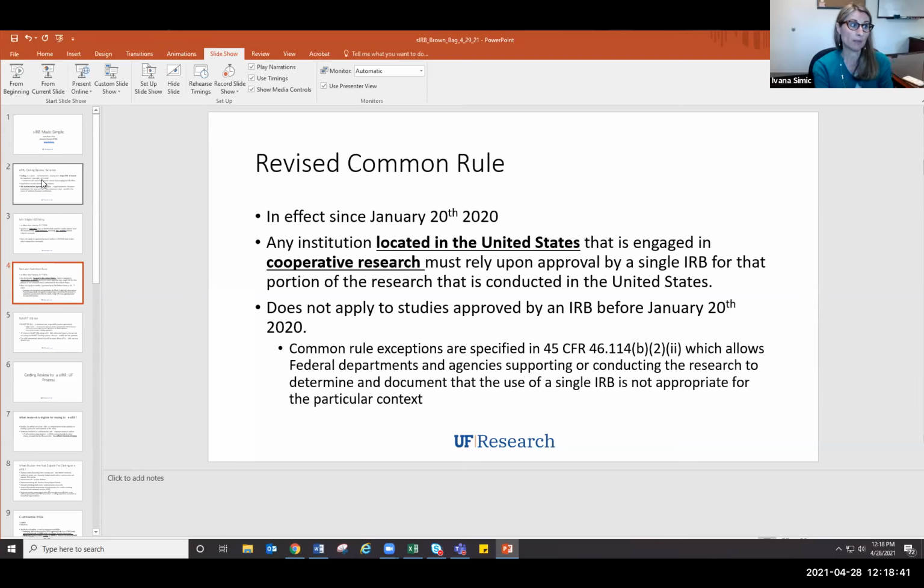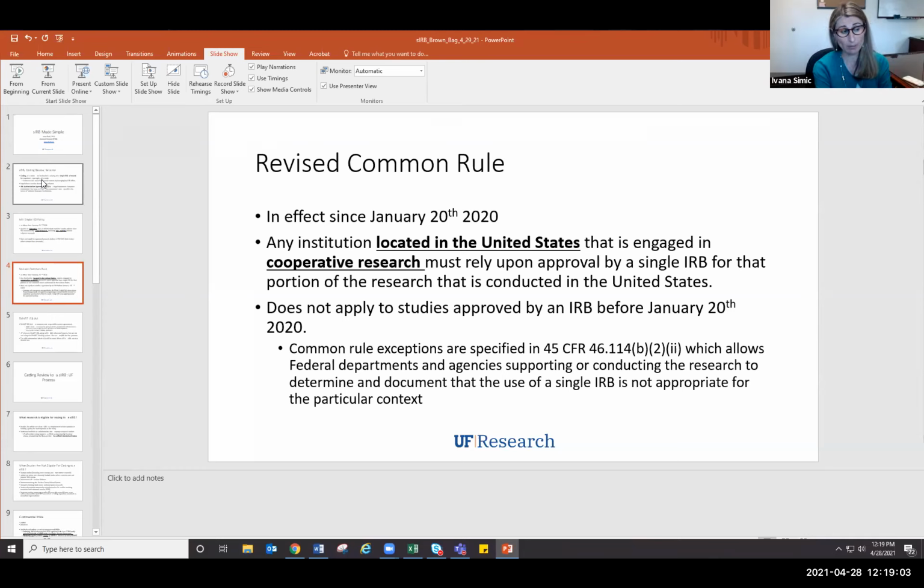And the single IRB requirement that the Common Rule imposes is slightly broader than NIH's requirement. So any institution located in the United States that is engaged in cooperative research must rely upon approval by a single IRB for that portion of the research that is conducted in the United States. Still, the requirement doesn't apply to exempt research.